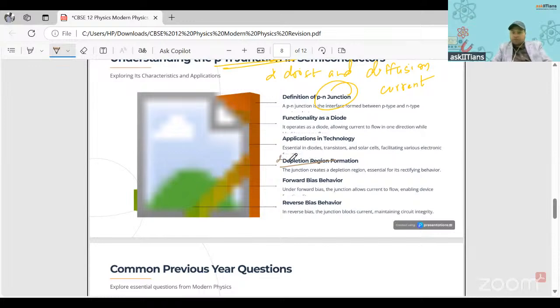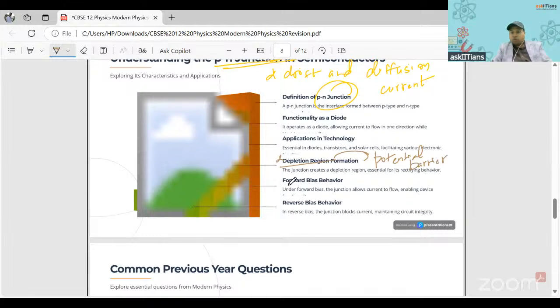Depletion region is important. What do we mean by the depletion region? What is its concept? Also, in relation to the depletion region, we have this concept of potential barrier, right? And to reduce this potential barrier, what do we do?